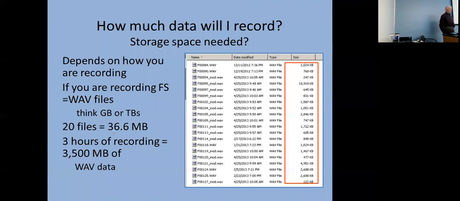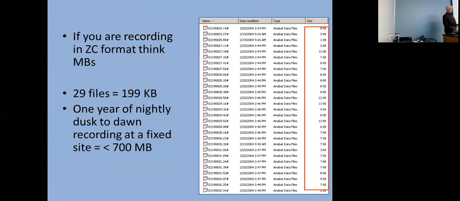If you're recording full spectrum wave files, think gigabytes or terabytes of data storage. In this example, 20 files is 36.6 megs, and 3 hours of recording is about 3,500 megs of wave data. You can see the individual file sizes on the right.